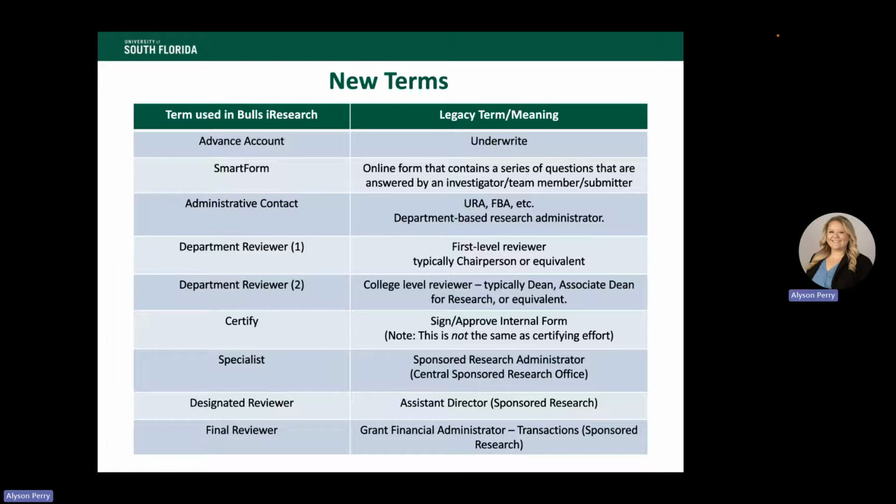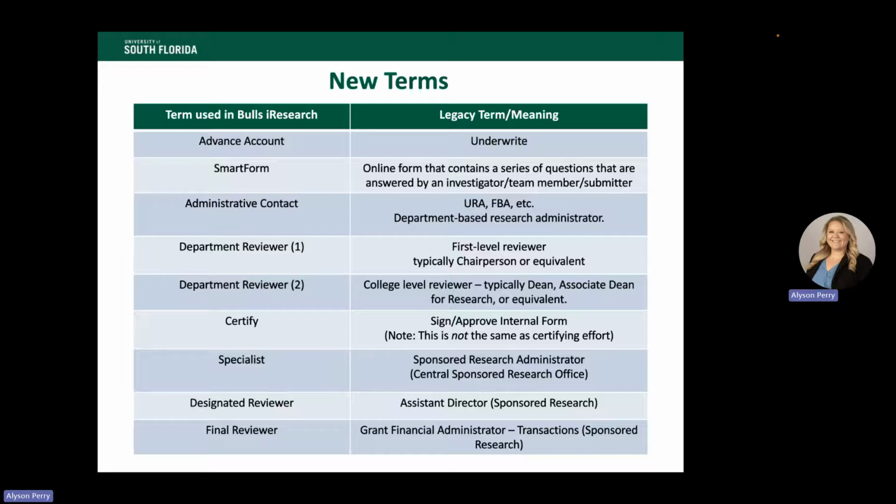Certifying is now going to be signing off or approving the new internal form. This is not the same as certifying effort. So when a PI moves into Bullseye Research to certify, they will click on the Certify button and a pop-up will pop up, making sure that they're signing or acknowledging all of the rules and regulations related to research.